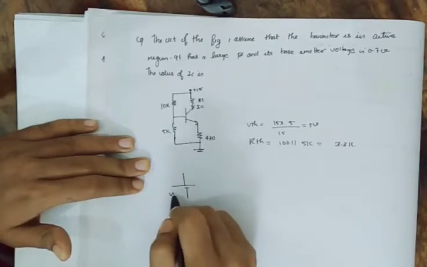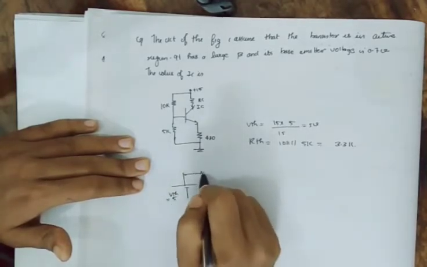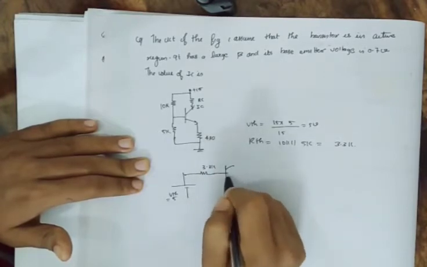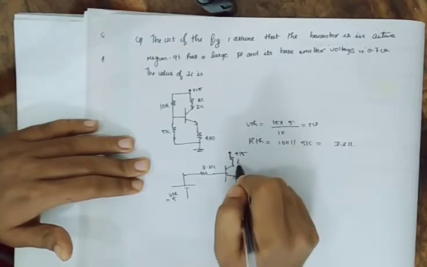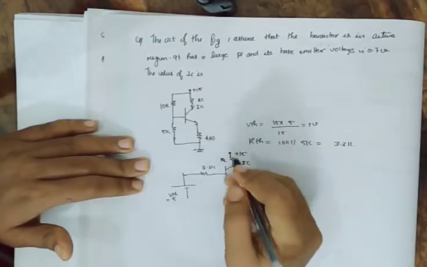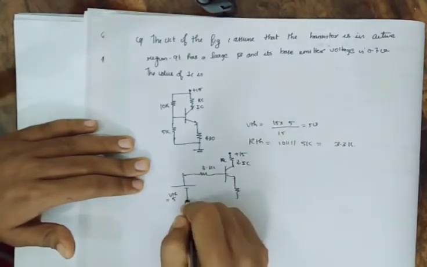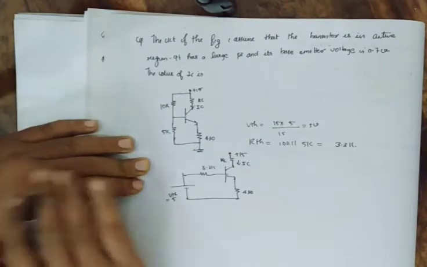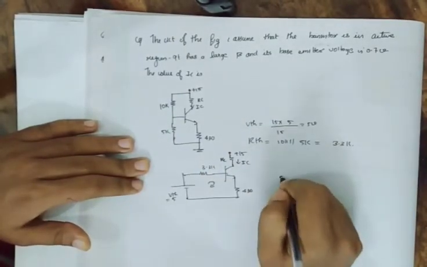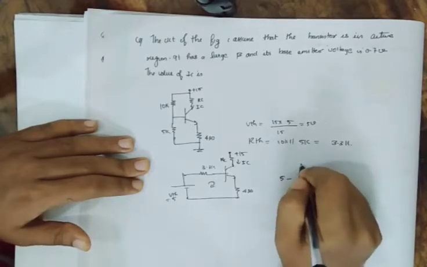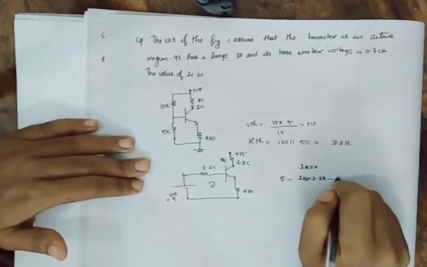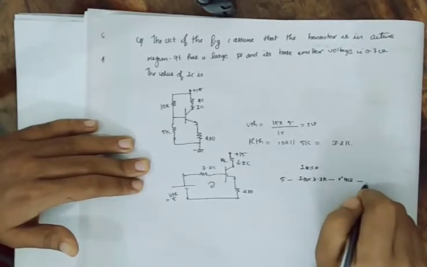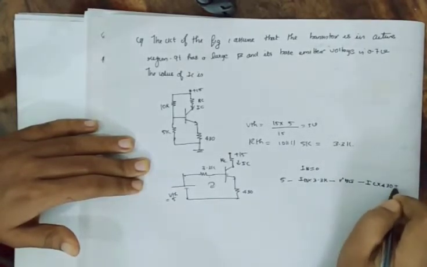Okay, I will redraw the circuit. We will get VTH, which is equal to 5 volt, 3.3 K, and rest of it will be the same. This is IC, this is RC, and this one is 430. Now I'll write the mesh equation. We'll get 5 minus IB into 3.3K minus VBE minus IE into 430 equal to 0. IB is approximately equal to 0, so I am not going to write this.